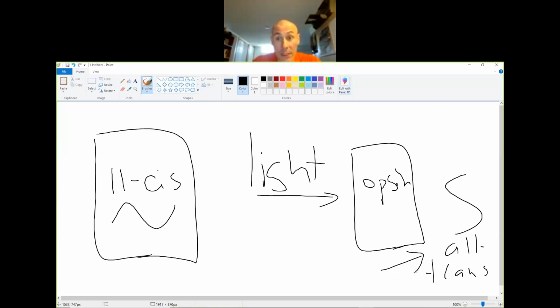There are two types of cells: the cones and the rods. Right. Cones are for the bright light, colored vision, high resolution vision. Rods are for seeing in the dark. So far, makes sense, right?